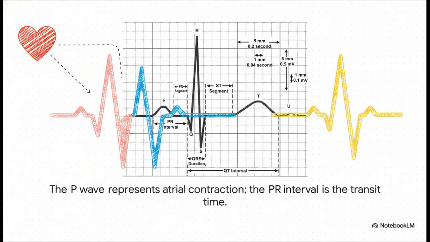Here, we've magnified that first part of the waveform. That initial positive bump, that's the P wave. It represents the sequential depolarization of the right and then the left atria. The PR interval, which we measure from the start of the P wave to the start of the QRS complex, includes that atrial depolarization, but also, and this is key, it includes that critical physiological delay happening inside the atrioventricular node.